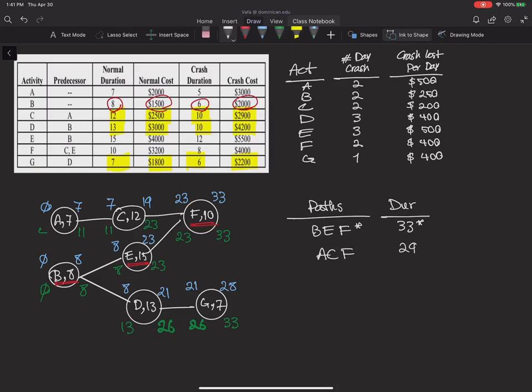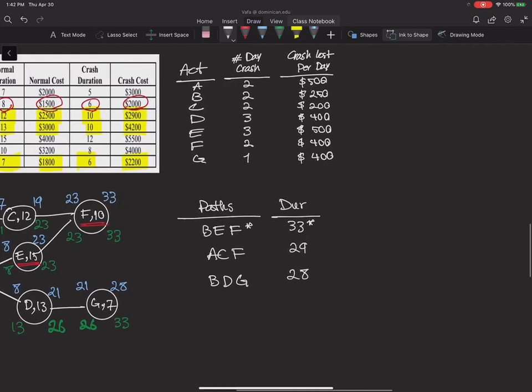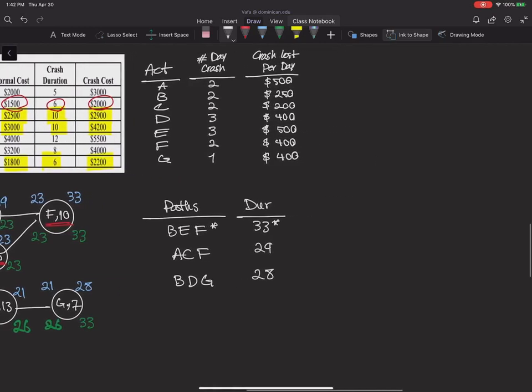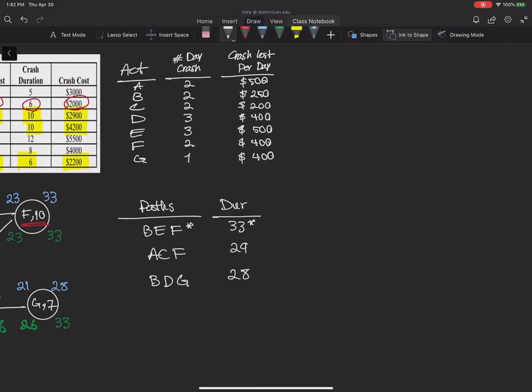Then I have another possible path, BDG, and the duration for that is 8 plus 13 plus 7, which is 28. Now, let's see if I can do any crashing and what type of crashing I should do. So the duration of my project is 33 and that's my critical path.